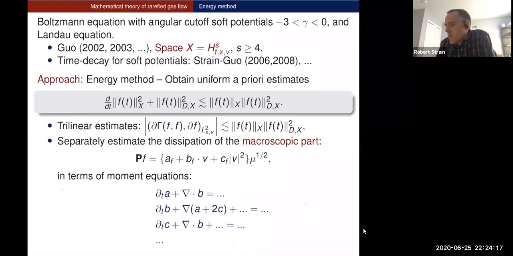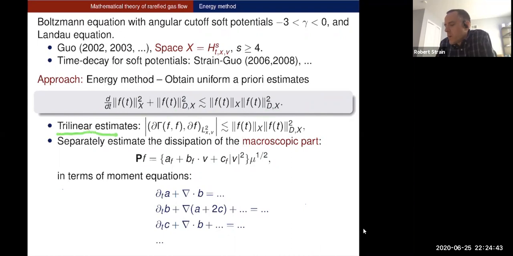And the Guo approach was to use a nonlinear energy method. So in the space x, he would obtain uniform a priori estimates of this kind, where now this norm d_x is a dissipation norm for the linear operator. It sort of sharply characterizes the coercivity of the linear operator.